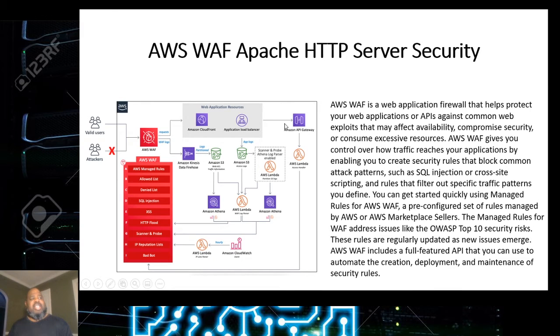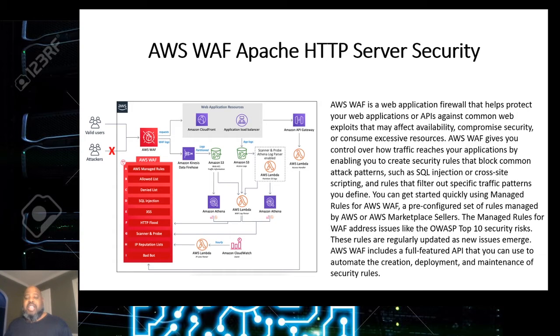So once again, we talked about the WAF, the AWS WAF application, HTTP security server. Part of the security assessment is we want the WAF load balancer in front of the web server. The WAF is a web application firewall that helps protect your web application servers or APIs against common web exploits that may affect availability, compromise security, or consume excessive resources.